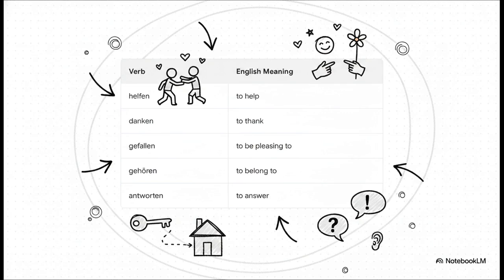that always trigger the dative case. We've got helfen, to help, danken, to thank, gefallen, to be pleasing to, gehören, to belong to, and antworten, to answer. These verbs always trigger the dative because they fundamentally deal with a recipient or a beneficiary rather than a direct object being acted upon.